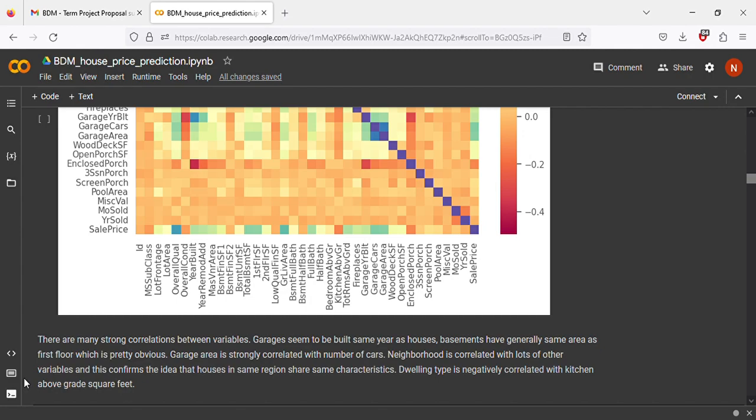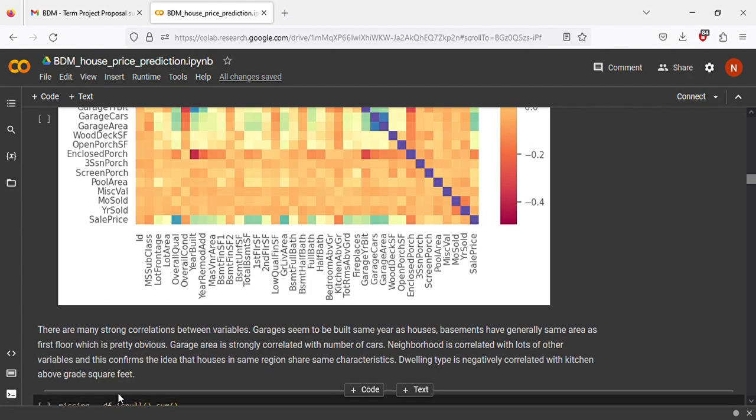Neighborhood is correlated with lots of other variables, and this confirms the idea that houses in the same region share the same characteristics. This input will help us devise a business strategy at the end of the project. Also, dwelling type is negatively correlated with kitchen above grade square feet. So these are some of the insights that we found through the heat map.